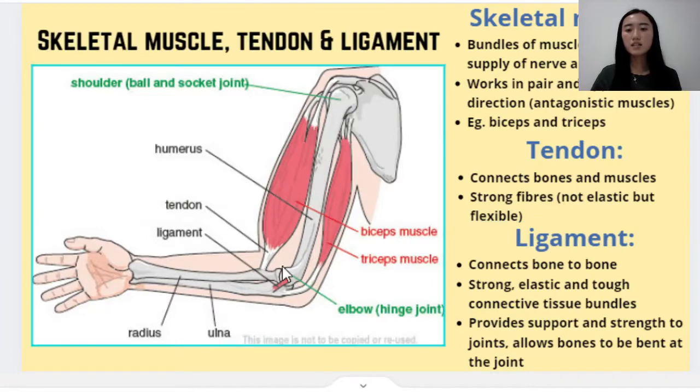And the tendons, as you can see here, their function is to connect the bone and the muscles. They are strong fibers and not elastic, but very flexible. Ligament connects bone to bone. It is strong, elastic and tough connective tissue bundles that provide support and strength to the joint and also allow the bones to be bent at the joint.